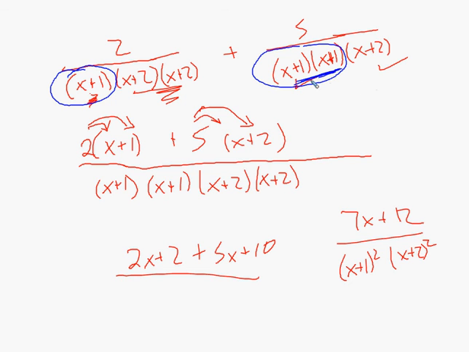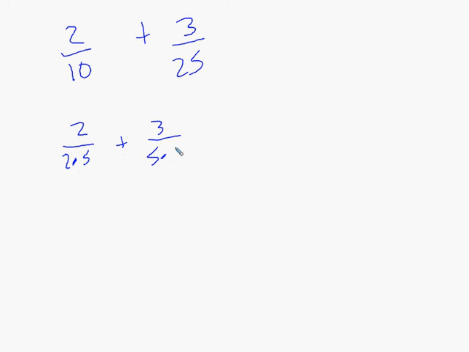I have 2 of these, right? We're getting hung up on the same thing over and over again. You know how to do this, right? So 2 over 2 times 5, plus 3 over 5 times 5, right? Don't get hung up over something you do know how to do.